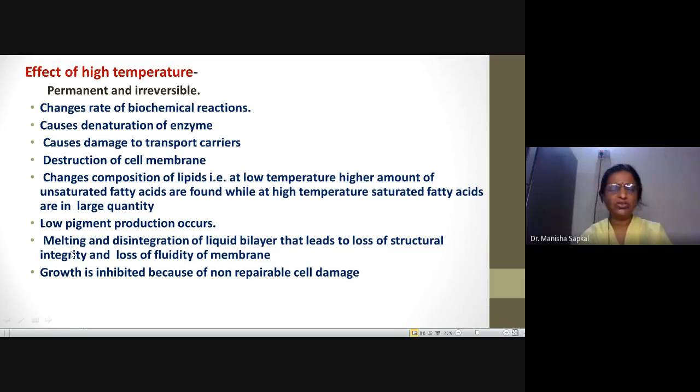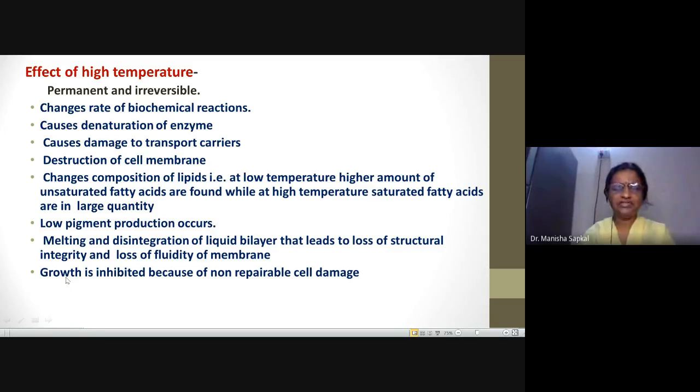Then next, there is melting and disintegration of the lipid bilayer, which leads to loss of structural integrity and loss of fluidity of the membrane. So that is the major effect. It causes melting and disintegration of the lipid bilayer of the cell membrane, which affects the property of fluidity. The cell membrane is fluidic, and that fluidity is lost due to the high temperature.